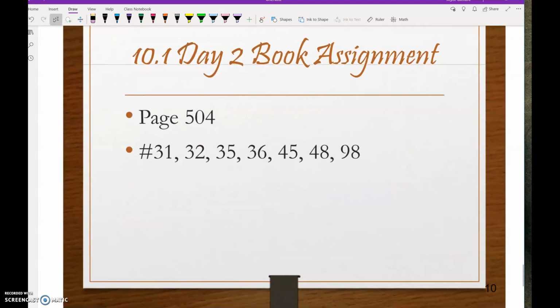Here's the book assignment for 10.1 day 2. Remember that PDF, you're accessing that PDF, or if you happen to have a textbook at home, you can use your textbook. Starts on page 504. And there will be an EdSite assignment posted tomorrow for you to enter some of your answers.